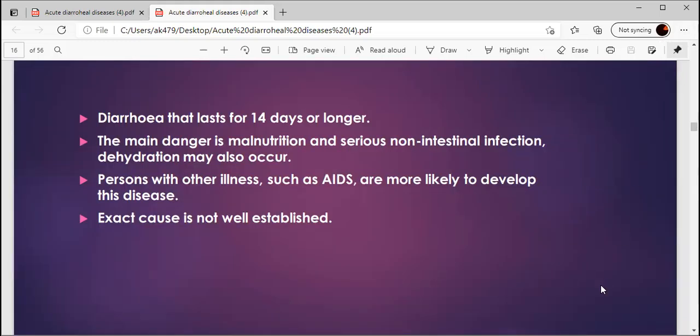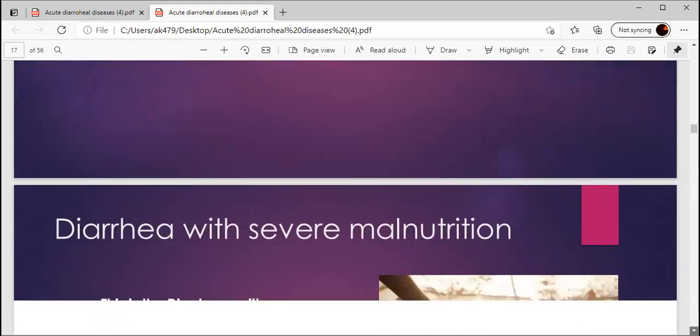Persistent diarrhea is diarrhea that lasts for 14 days or longer. The main danger is malnutrition and serious non-intestinal infection. Dehydration may also occur. Persons with other illness such as AIDS are more likely to develop this disease. The exact cause is not well established.